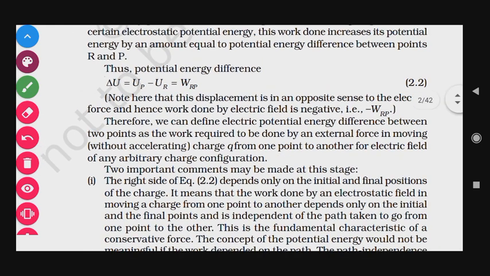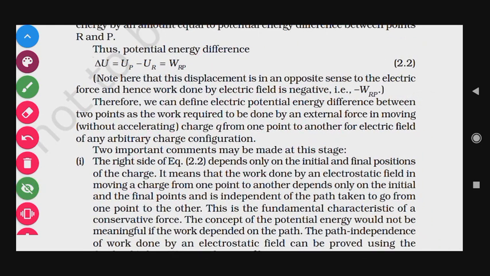Now next, note here that the displacement is in the opposite sense to the electric force, and hence work done by the electric field is negative. It is clear that work done by the electric field will be negative, obviously. So whenever there is a minus sign, it implies that work is done by the electric field, and plus means we are doing the external work.